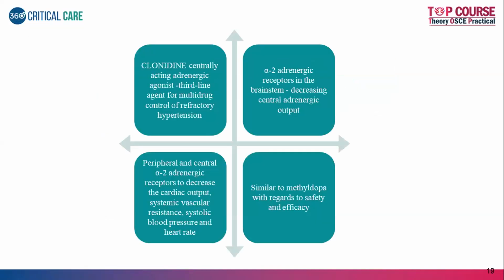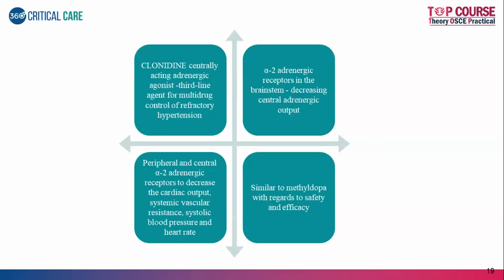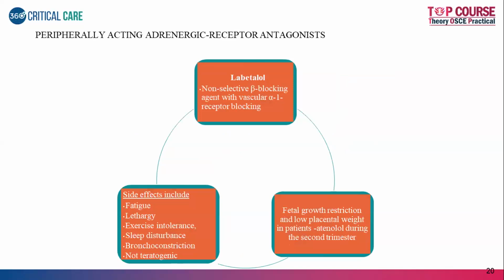Suppose methyl dopa is not available or is contraindicated, you can also try the other centrally acting alpha 2 agonist, that is clonidine. Clonidine can be tried, similar to methyl dopa with regard to safety and efficacy. So the preferred drug is methyl dopa; if not available or any contraindications, then you can use clonidine. That is the first group.